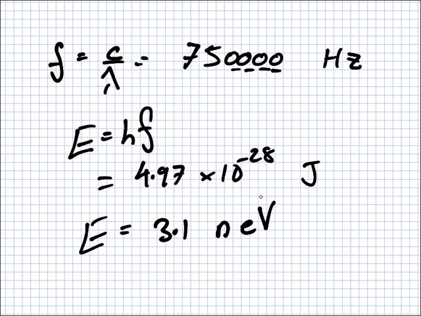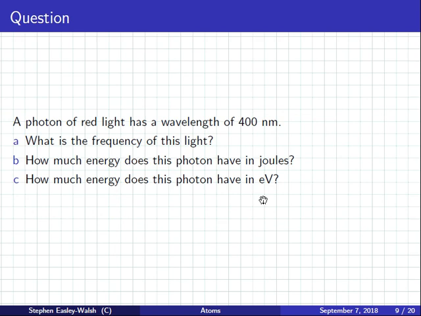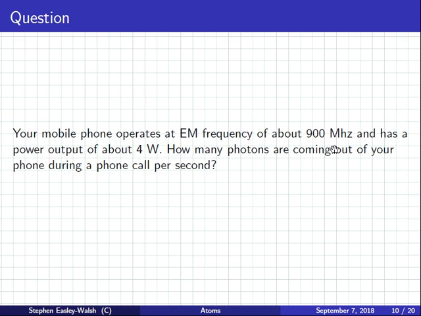Got that? Yep. Okay. Now, your mobile phone operates at a frequency of 900 megahertz and has a power output of 4 watts. How many photons are coming out of your phone during a phone call per second?